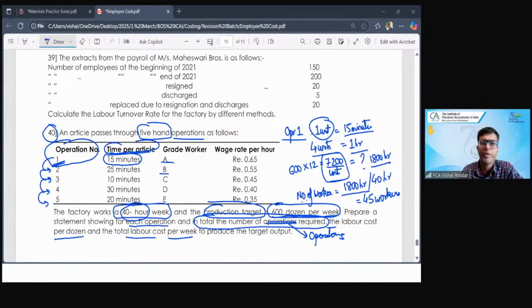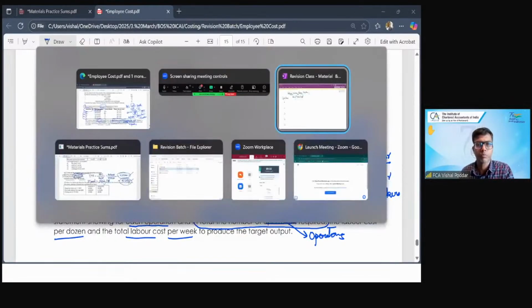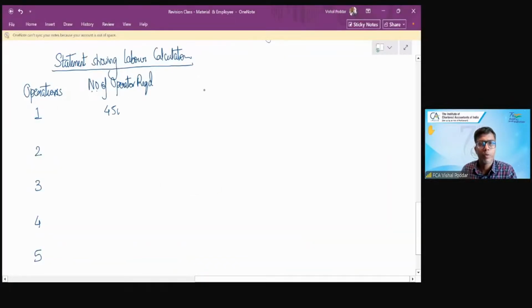Yes, Shifimon, perfect. So this is how you find out number of workers for each operation. Same format you apply, you'll get number of workers for operation 2, 3, 4, 5. Correct? Clear, students? So 45 workers here.